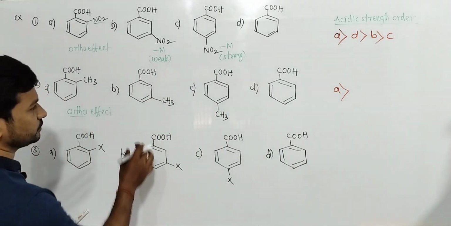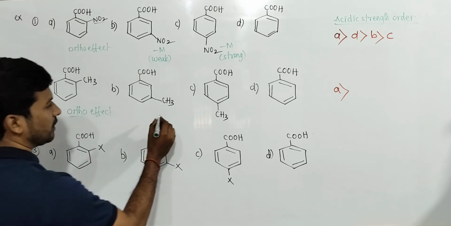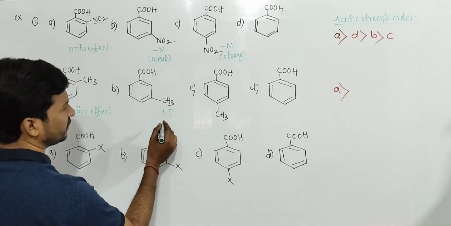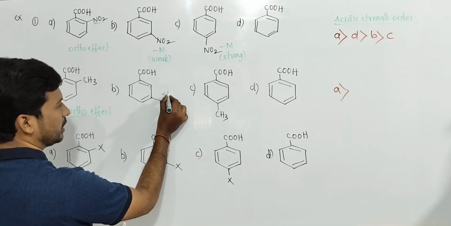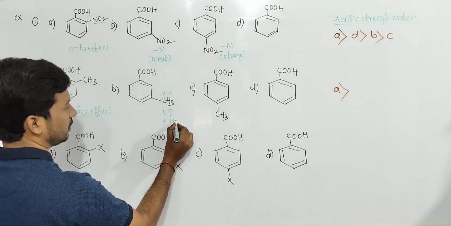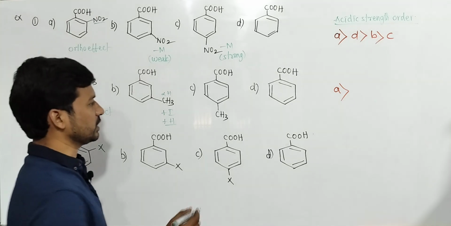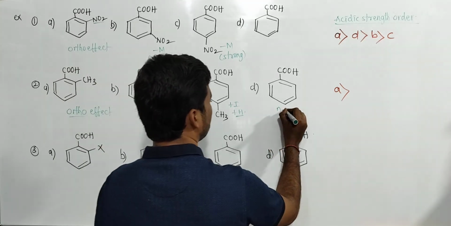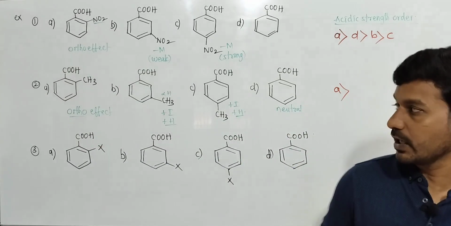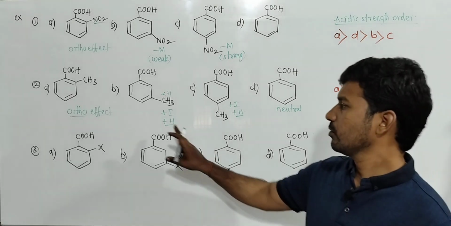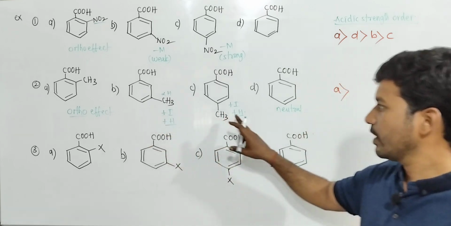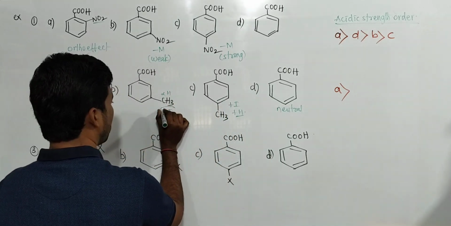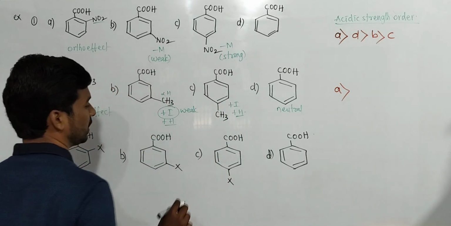Next, between these four. The methyl group is a plus I group, and also this has a double bond and alpha hydrogen. Double bond and alpha hydrogen means hyperconjugation effect, which is for our next class. Here also there is a plus I group and hyperconjugation effect. This is neutral. Now my question: which is the strong acid between B, C, D? You know, plus I group decreases acidity, an unfavorable group. Unfavorable group at the meta position is weak.